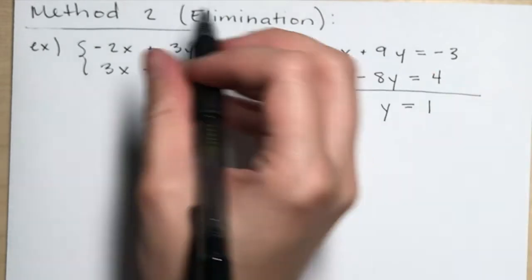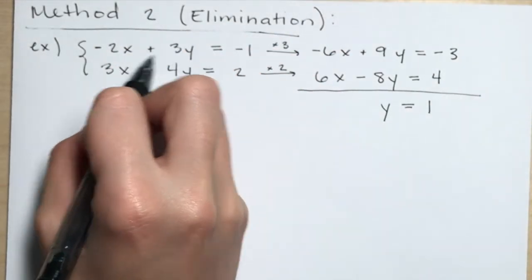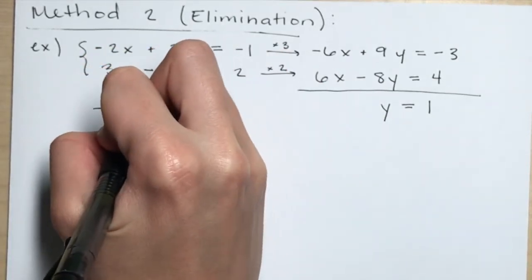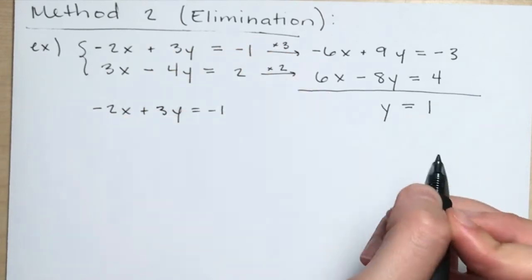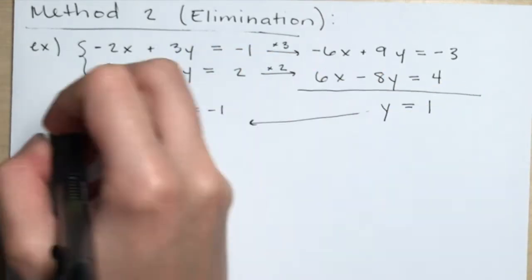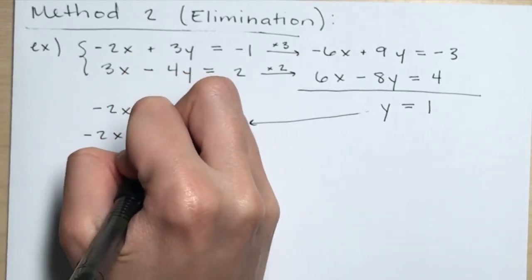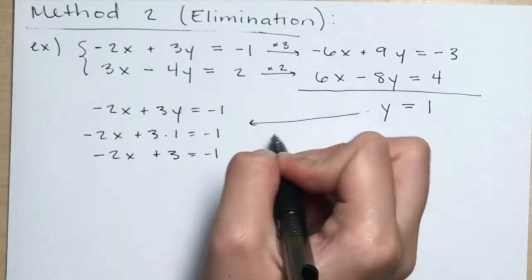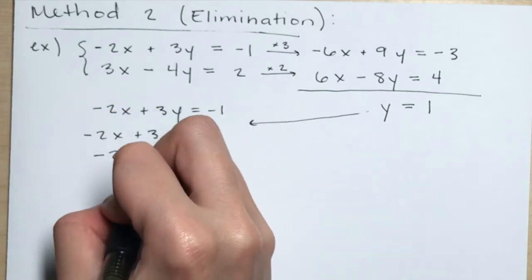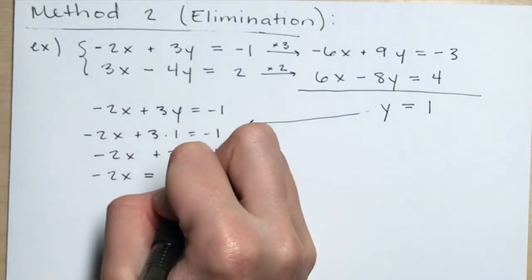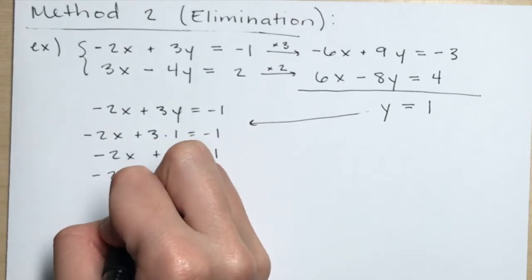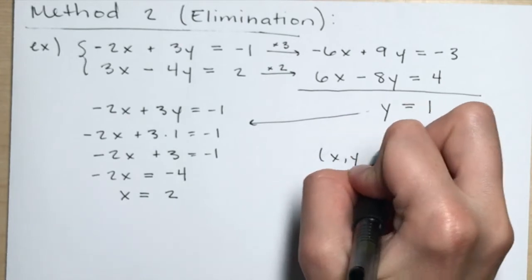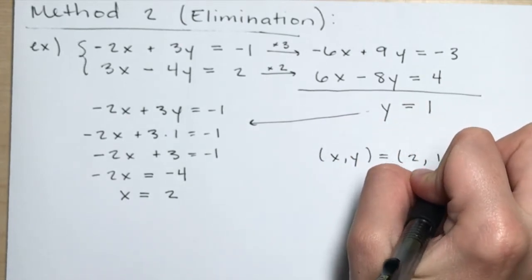Now I take this, I plug it back into one of these equations. I'm going to pick the first one because it's got the smallest numbers. So -2x + 3y = -1, and I plug this right in there. I get -2x + 3 = -1. I bring that 3 over. I've got -2x = -4. So x = 2. So my solution here is (x, y) = (2, 1).